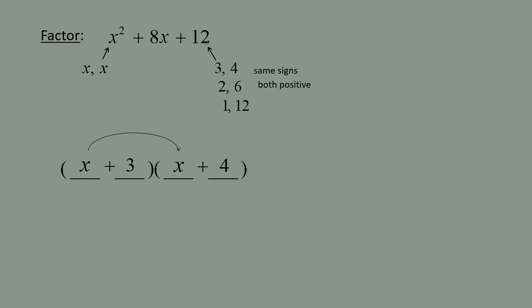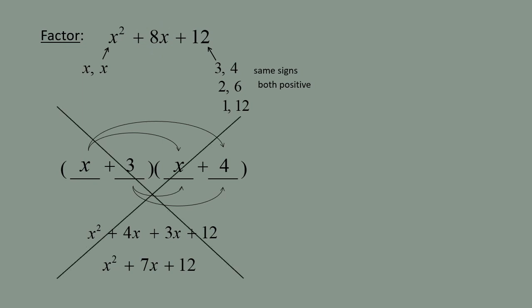The product of the first terms gives us x squared, the product of the outer terms gives us 4x, the product of the inner terms gives us 3x, and the product of the last terms gives us 12. And now we simplify by combining like terms, and that gives us x squared plus 7x plus 12. Notice that the 7x in our middle term is not the same as the 8x in our trinomial, so this combination of factors does not work, and we'll have to try a different one.